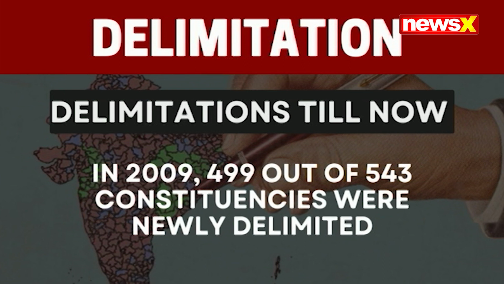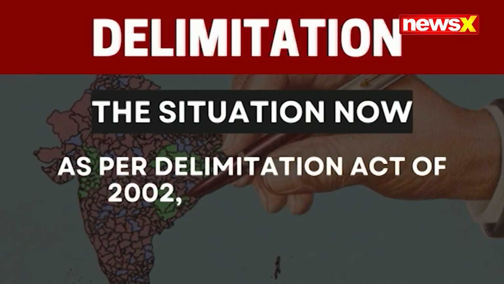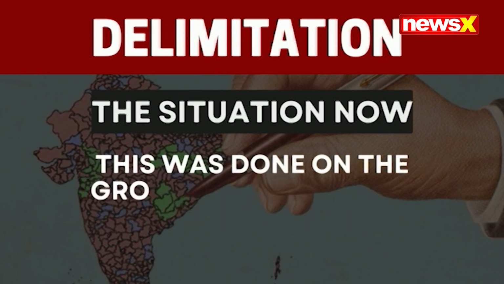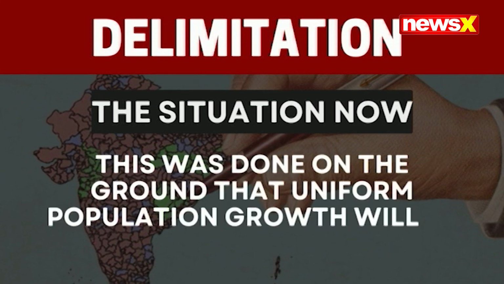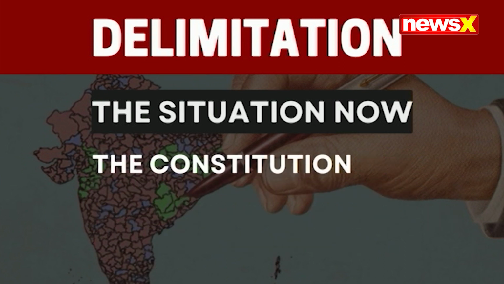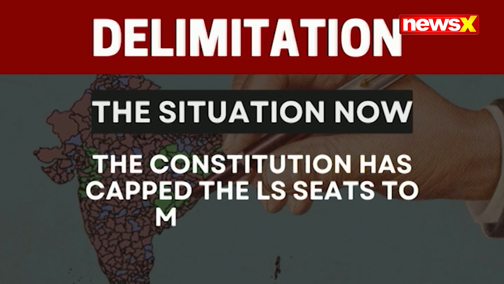This was only in 8 states in the country. Now, what is the situation now as far as delimitation is concerned? As per the Delimitation Act of 2002, seats can't be increased till 2026. This was done on the ground that uniform population growth will be achieved by 2026. The constitution also has capped the Lok Sabha seats to a maximum of 550.